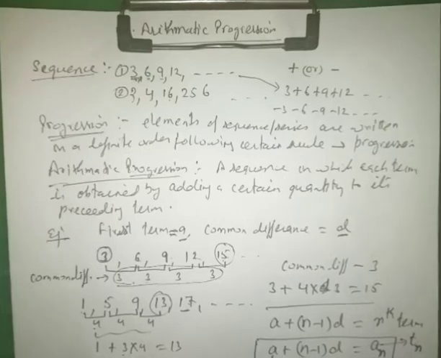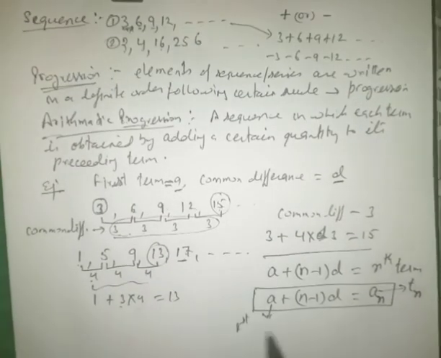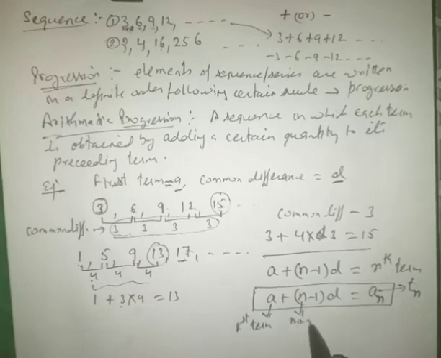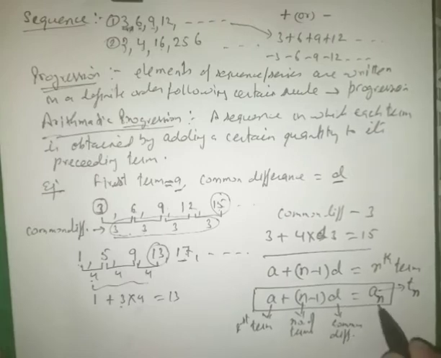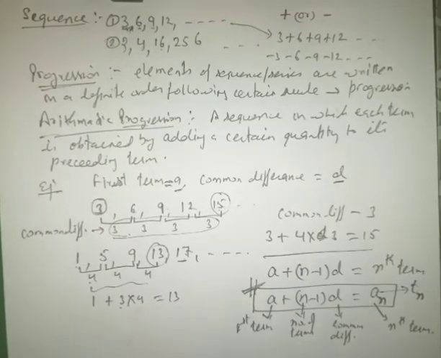So what is a here? a is the first term. n is the number of terms. d is the common difference, and an is the nth term. So for the first exercise we have to look at this formula, and then we can talk about some more questions based on this.